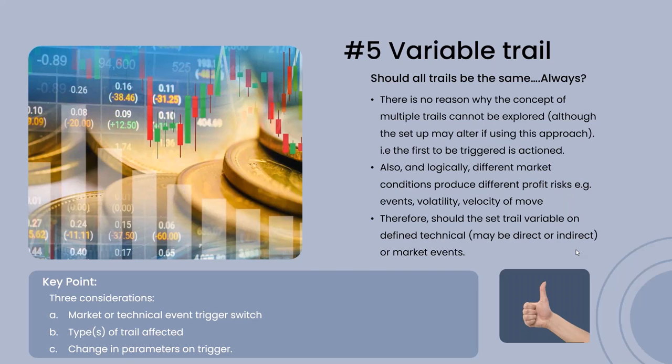What types of trail are going to be impacted on that? You may choose to do that. You may choose to subsequently change parameters on the trigger. So that should have been on your system. So you might say, right, I'm moving from a 25 EMA to a 10 EMA. Or you might say that I'm moving from an hourly chart to a 15-minute chart. Or you might say, I'm now using a touch of an MA rather than a close beneath an MA.